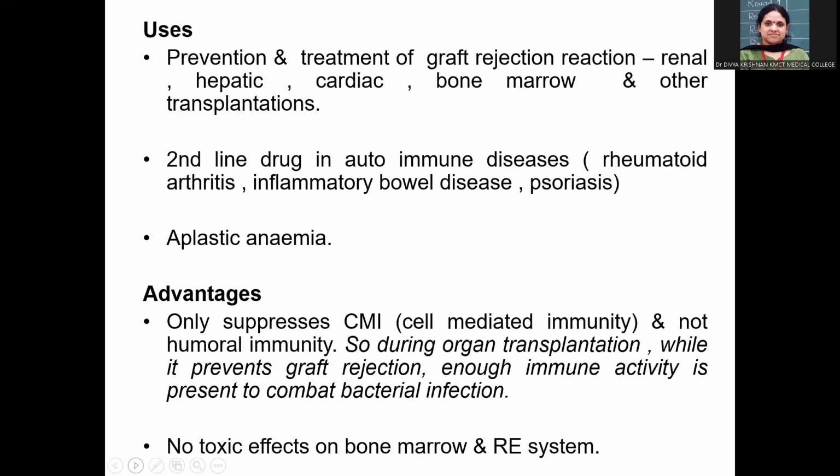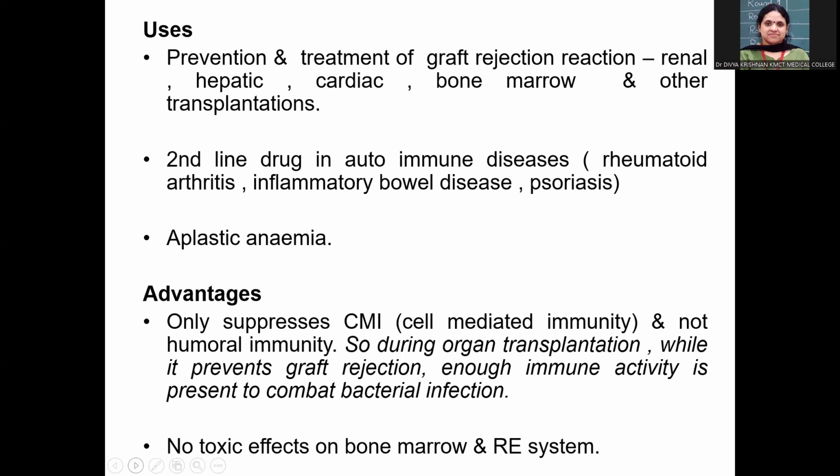Now, where are we using this? It is mainly used for prevention as well as treatment of graft rejection reaction. When we discuss the immunosuppression regimens, you will understand this better. That is, we are trying to prevent the rejection, and for that we are using this. And also, if a rejection is already occurring, we can use cyclosporin to treat that too. It is used in all kinds of transplantations like renal, hepatic, cardiac, bone marrow, and others.